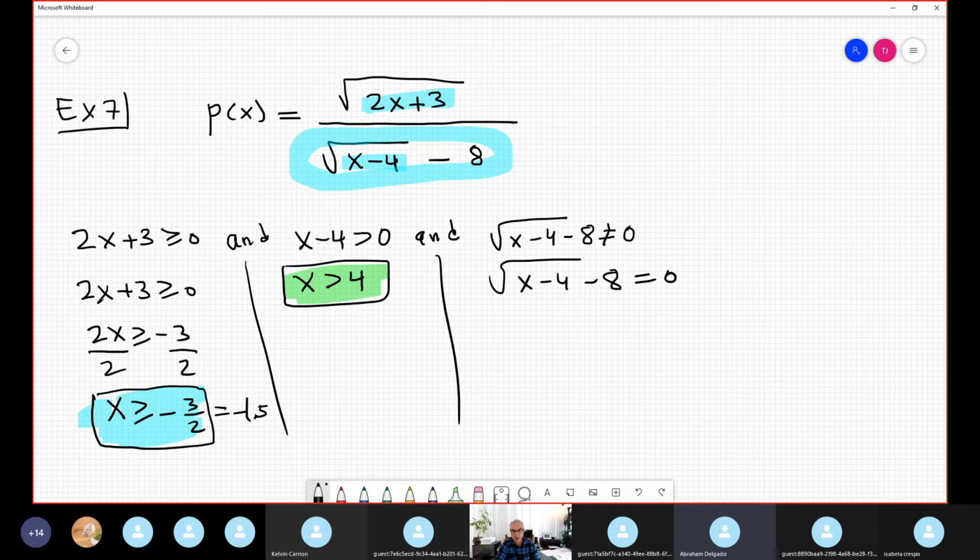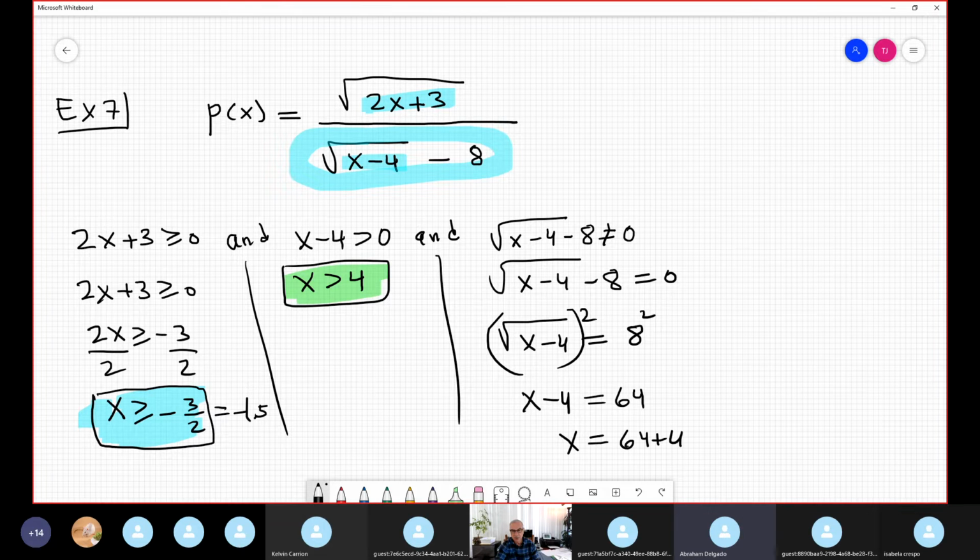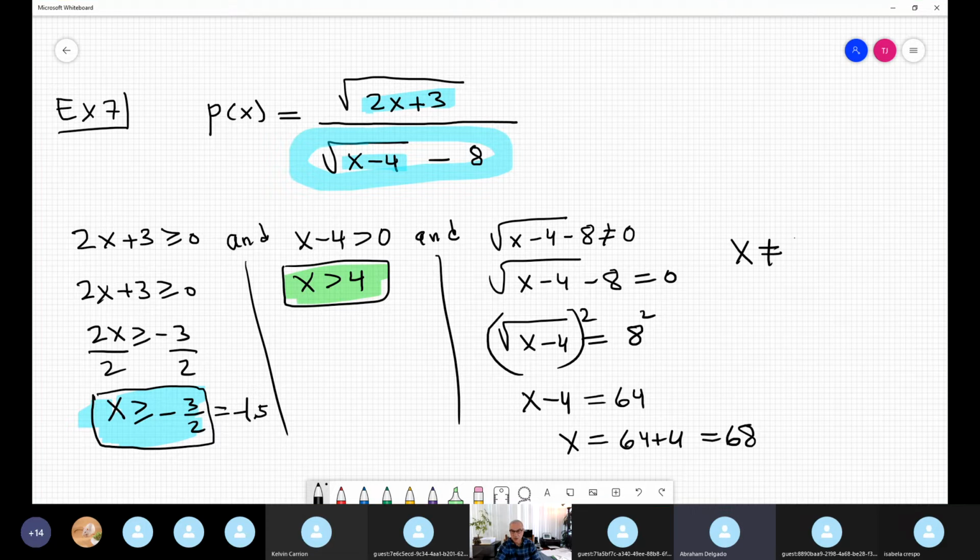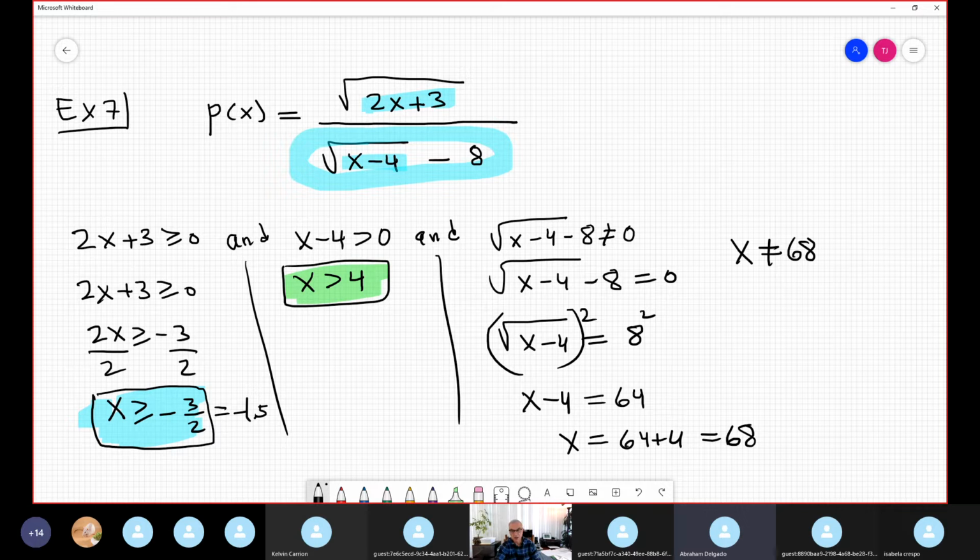Does it look like a radical equation? You isolate the radical, square both sides. Exactly, we explained last class. X minus 4, because the square root and the square power cancel out each other, and this is 64. 8 to the second power, 8 times 8 is 64. X is 64 plus 4, which is 68. Actually, it's not 68. Remember, this is a negation, so x not equal to 68. And this is restriction number 3.